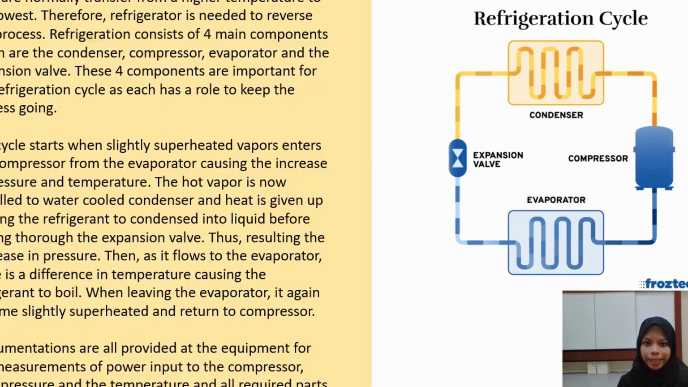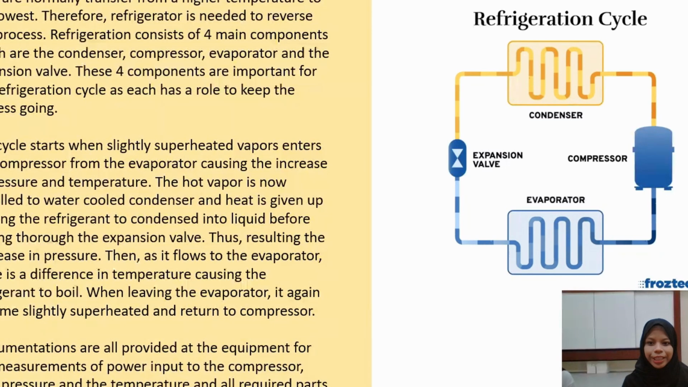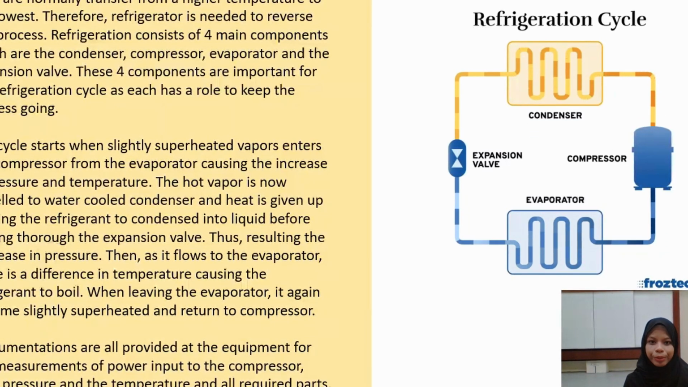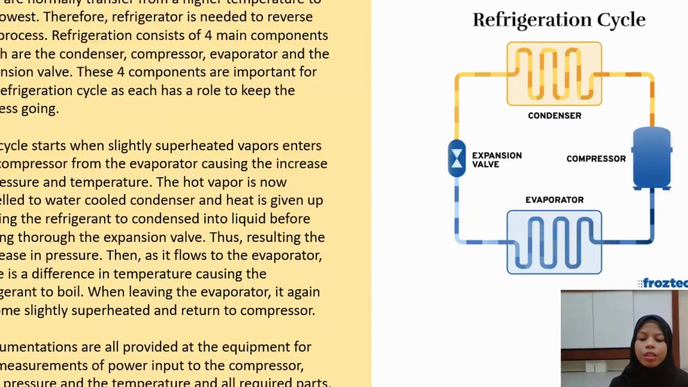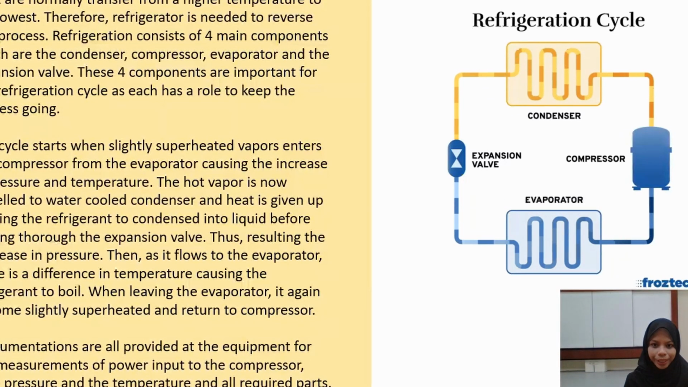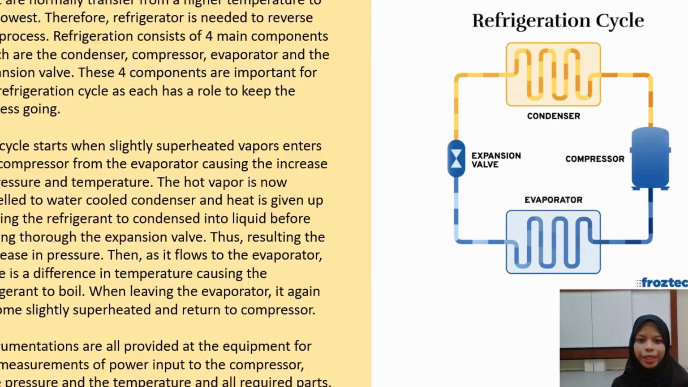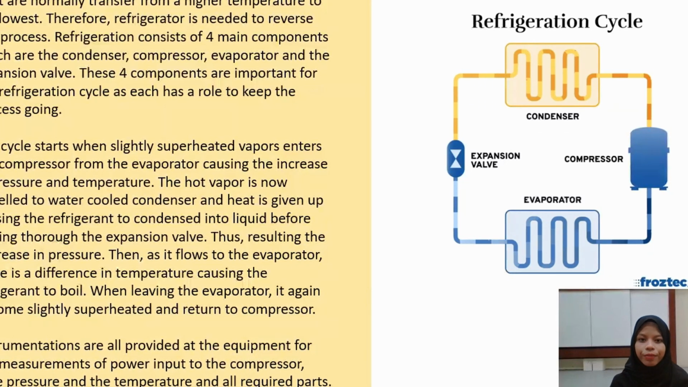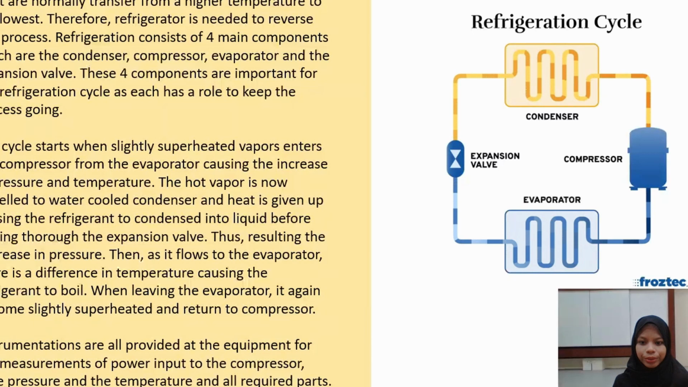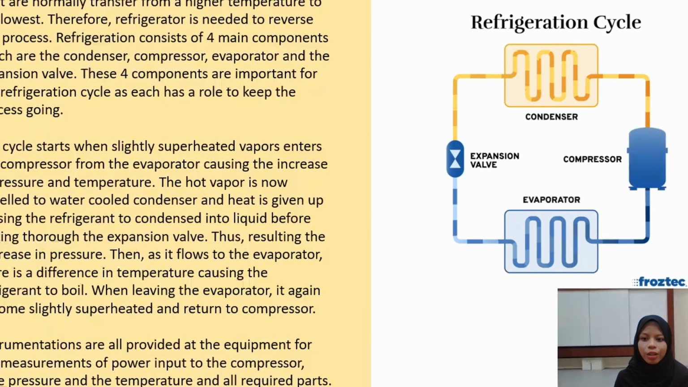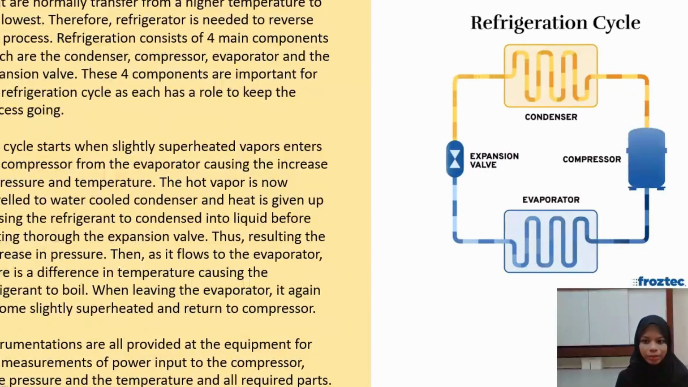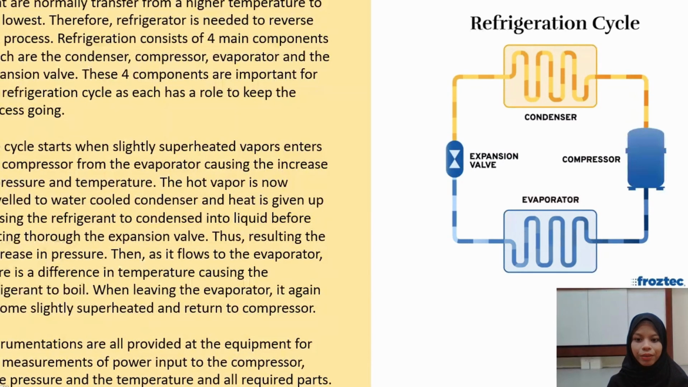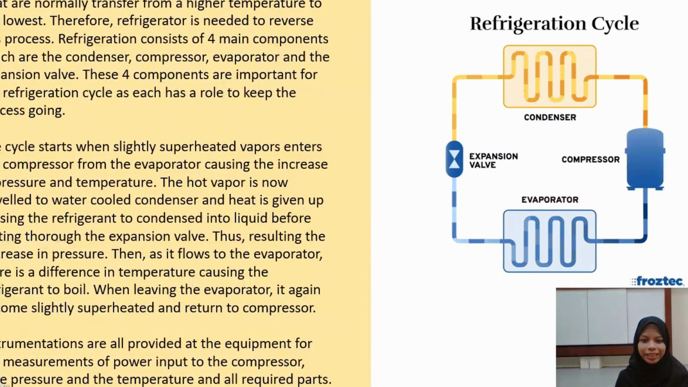So these 4 components are very important for the refrigeration cycle, as each has a role to keep the process going. So the cycle starts when slightly superheated vapors enter the compressor from the evaporator, causing an increase in pressure and temperature. The hot vapor now travels to the water-cooled condenser and heat is given up, causing the refrigerant to condense into liquid before going through the expansion valve, thus resulting in a decrease in pressure.